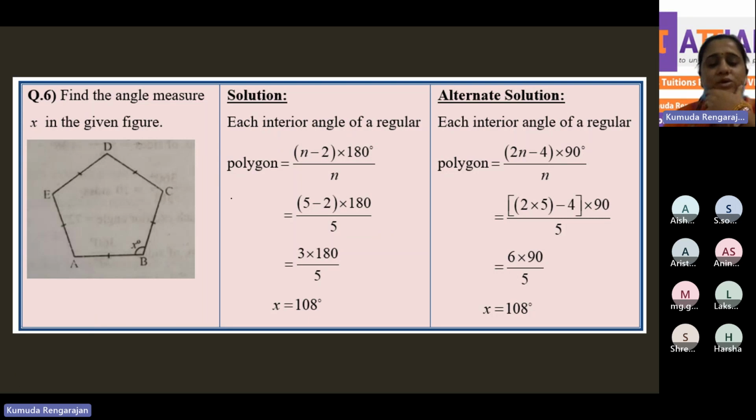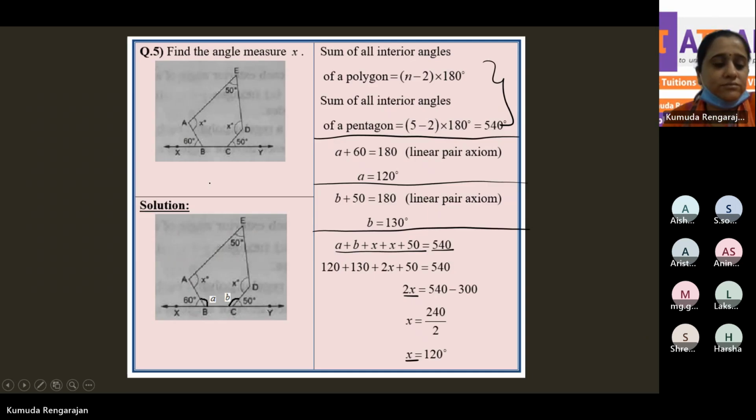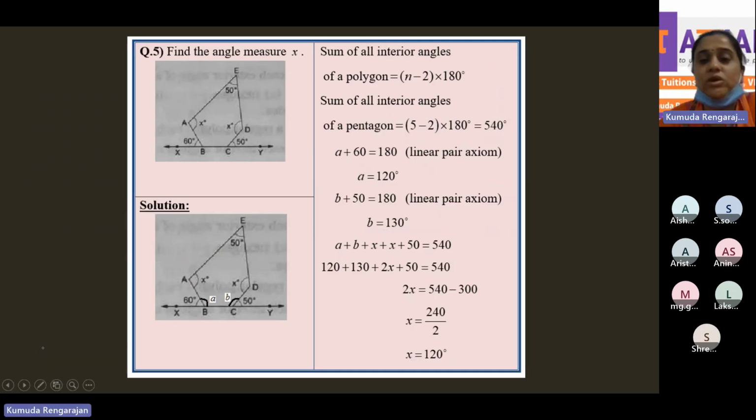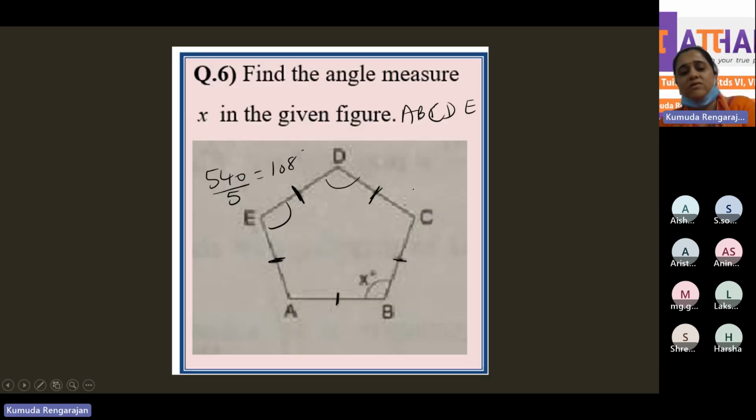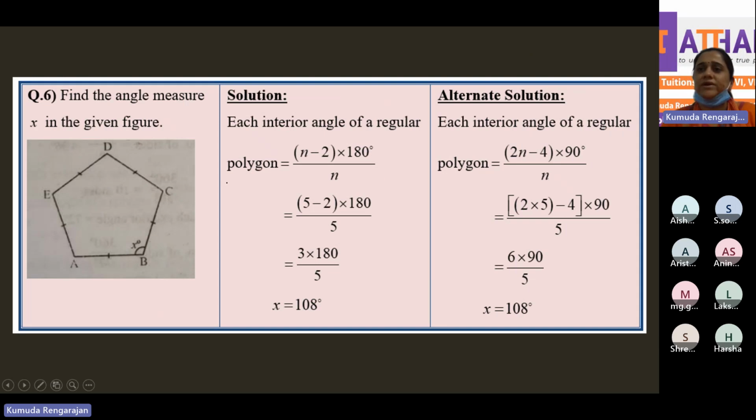You can also work it. You can also find 540. Instead of using this formula, you can also work this one. The total is 540. So each angle is equal to 540 by 5. The total of all the angles is 540, so each angle will be 540 by 5, which is 108.